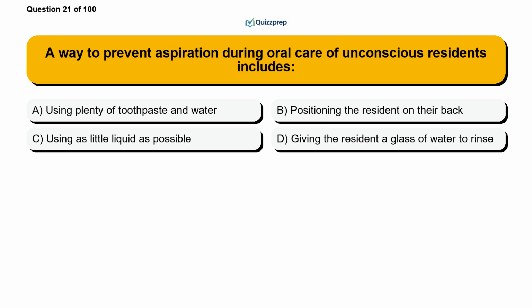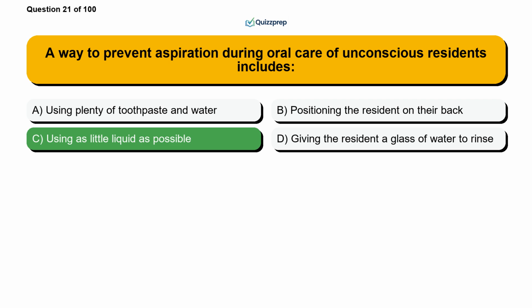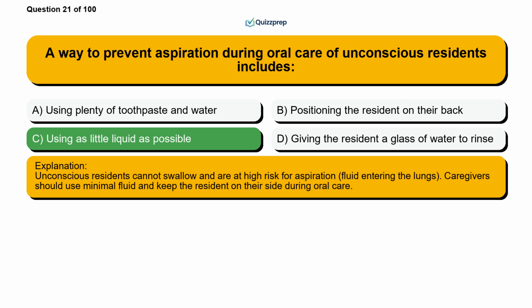Question 21. A way to prevent aspiration during oral care of unconscious residents includes: Option A, using plenty of toothpaste and water. Option B, positioning the resident on their back. Option C, using as little liquid as possible. Option D, giving the resident a glass of water to rinse. The correct answer is option C, using as little liquid as possible. Unconscious residents cannot swallow and are at high risk for aspiration, fluid entering the lungs. Caregivers should use minimal fluid and keep the resident on their side during oral care.